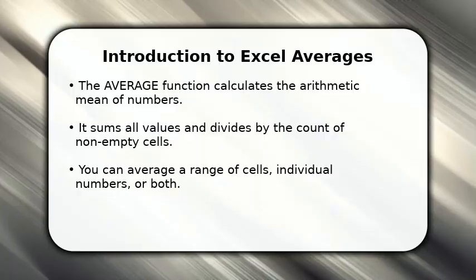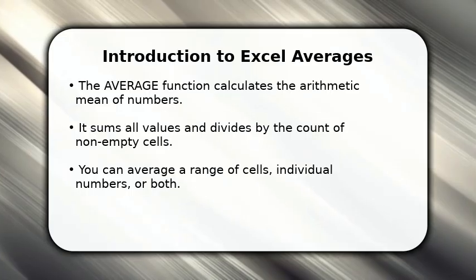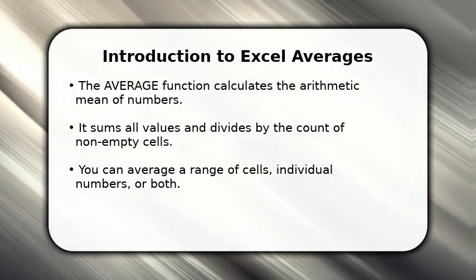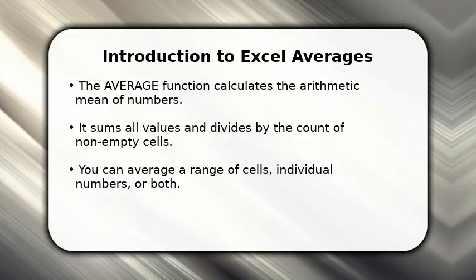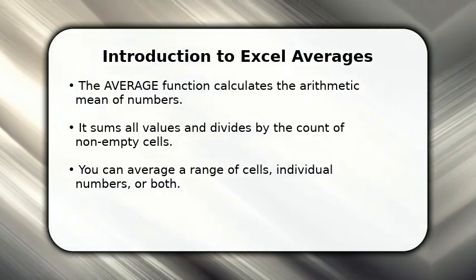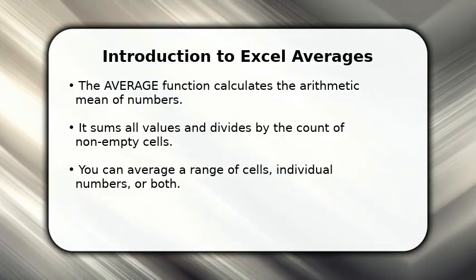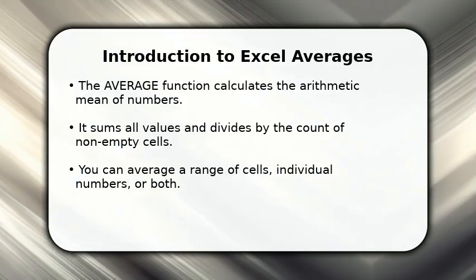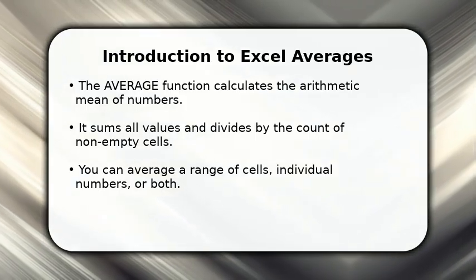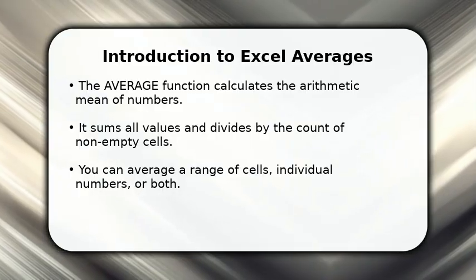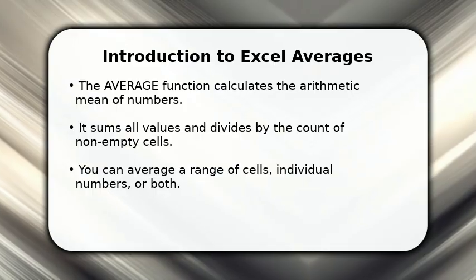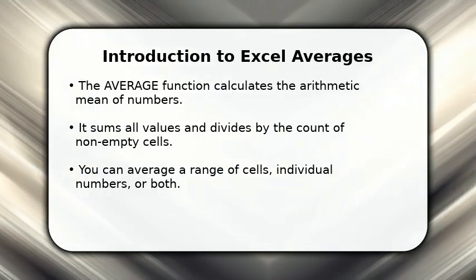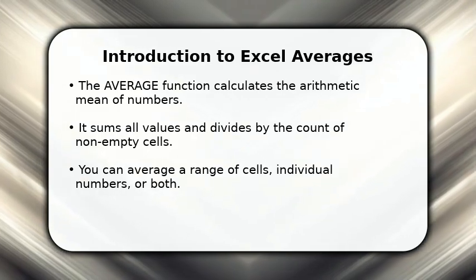Enjoy the video. In this video, I will explain how to make Excel average. To begin, understanding the average function is key. This powerful tool calculates the arithmetic mean, summing all your selected values and then dividing by the total count of non-empty cells. You can easily average a continuous range, specific individual numbers, or even a combination of both. Remember, Excel conveniently ignores any empty cells, ensuring accurate results, but it does include zero values in its calculations.